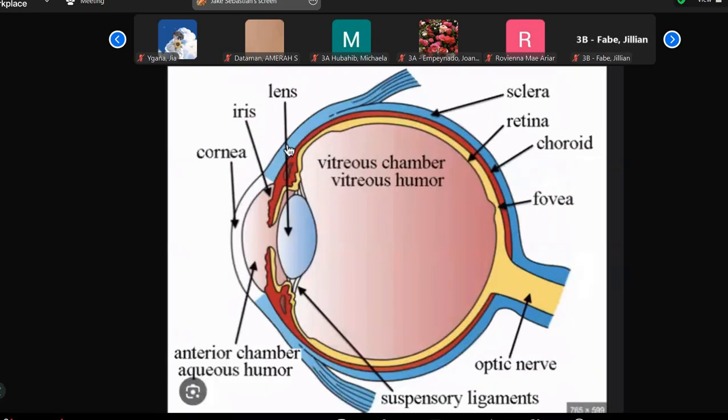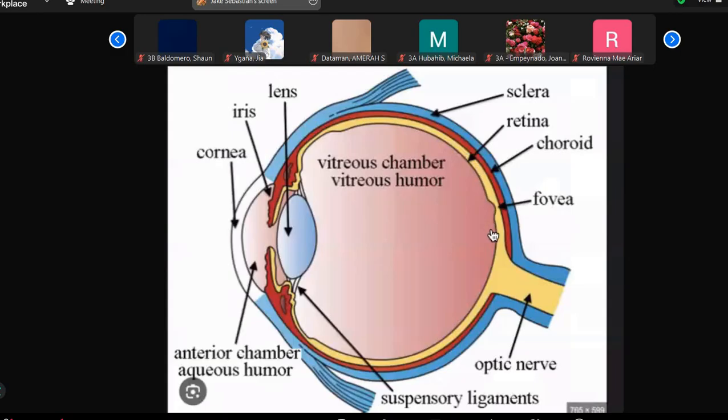Okay, so remember the tunics? I said the fibrous layer is the sclera. The middle layer is the choroid, and the inner layer, or the neural tunic, is the retina. So let's talk about the retina first. The neural tunic, or the retina, receives light. This is the extension of the central nervous system, so it is a nerve. The retina coalesces to form the optic nerve, and it exits the eyeball to connect to the brain.